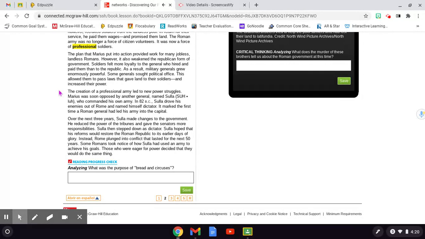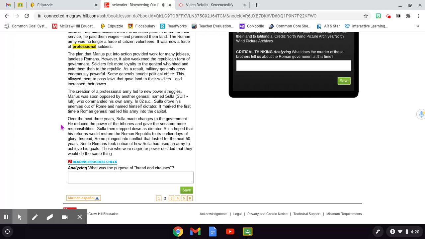Marius was soon opposed by another general named Sulla, who commanded his own army. In 82 BC, Sulla drove his enemies out of Rome and named himself dictator. It marked the first time a Roman general had led his army into the capital. Over the next 3 years, Sulla made changes to the government. He reduced the power of the tribunes and gave the senators more responsibilities. Sulla then stepped down as dictator.